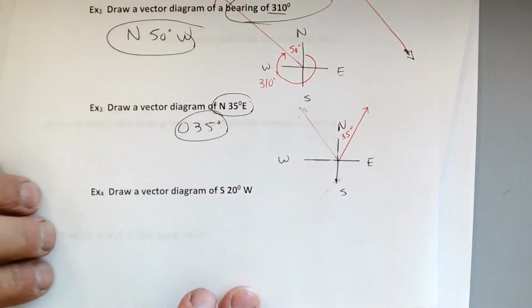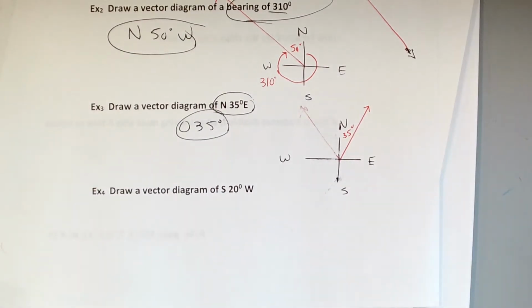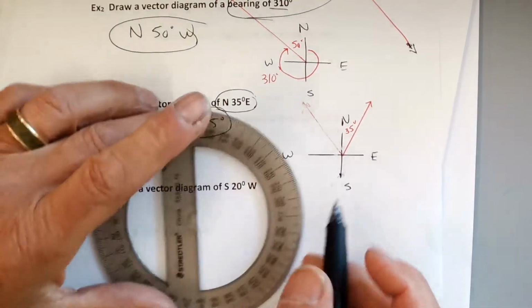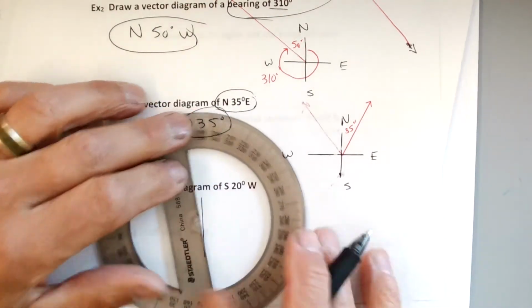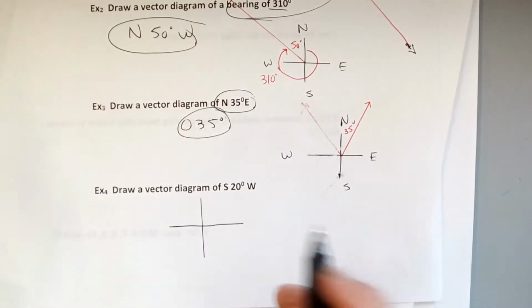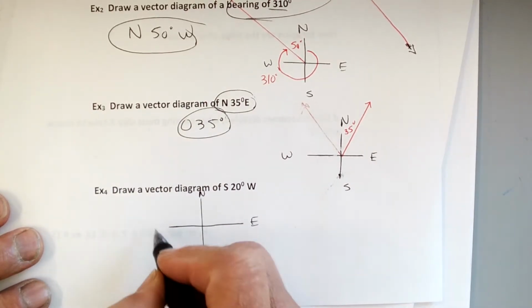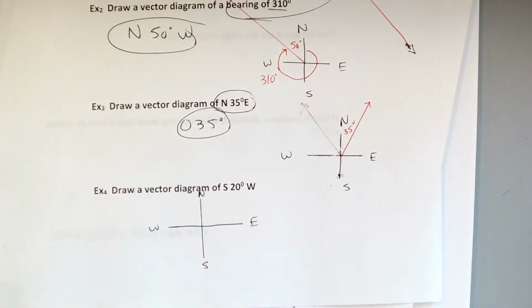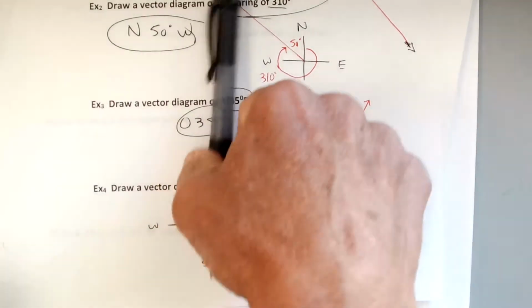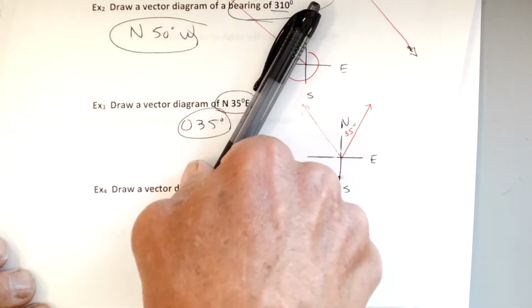Now, draw a vector diagram south 20 west, all right? Let's see if I can do that. Compass rose. North, east, south, west. South, I'm going to point south, right? I'm going to go 20 degrees towards the west. Okay, does that make sense?